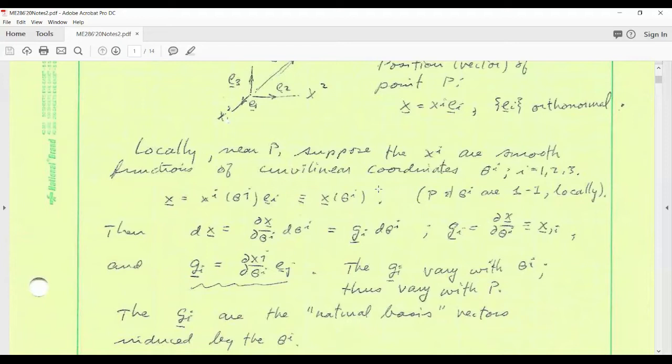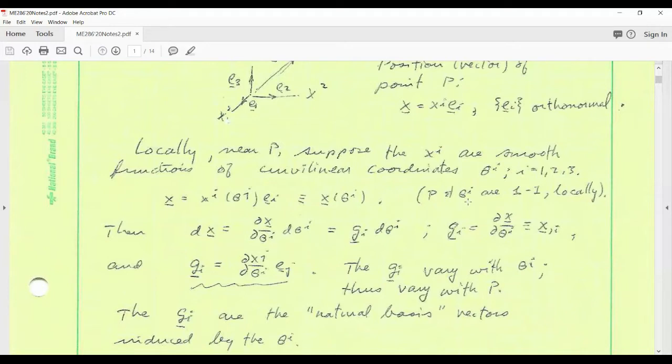We can do the same, for example, in spherical coordinates, or any coordinate system you can conceive of. We'll suppose that, at least locally, the point in space is in one-to-one correspondence with the curvilinear coordinates. That's the case globally if you use Cartesian coordinates. But in general, with curvilinear coordinates, you cannot guarantee a global one-to-one correspondence between the point and the coordinates.